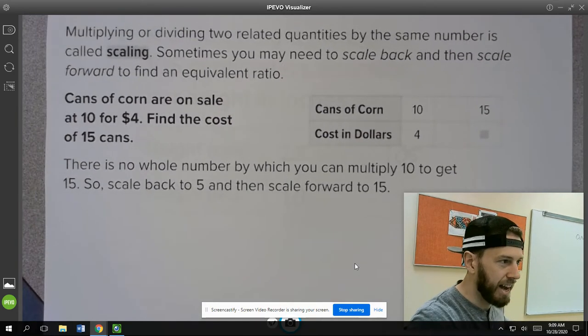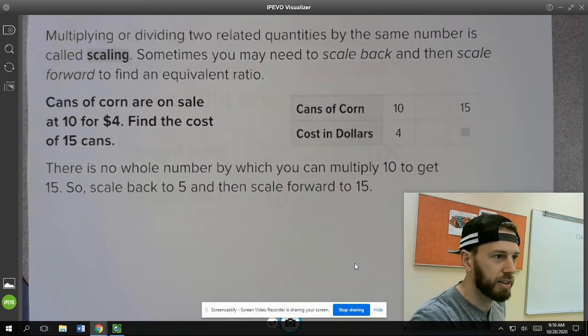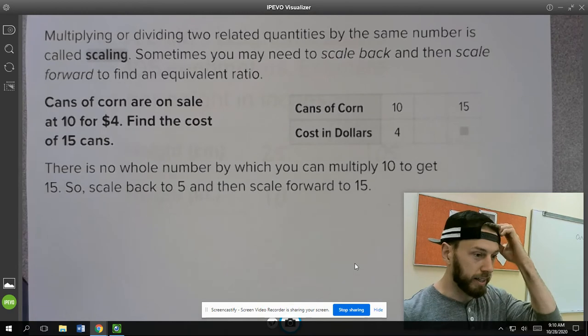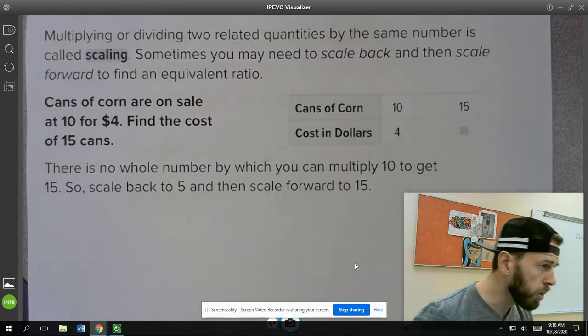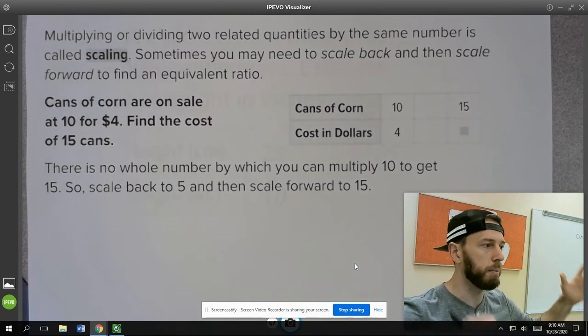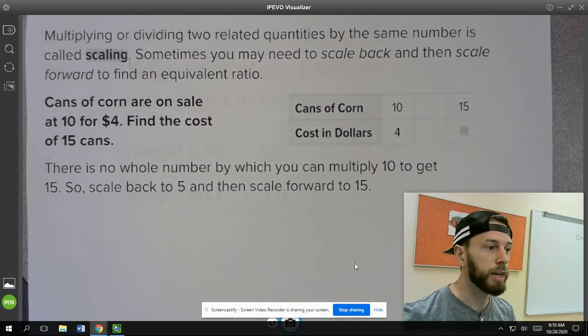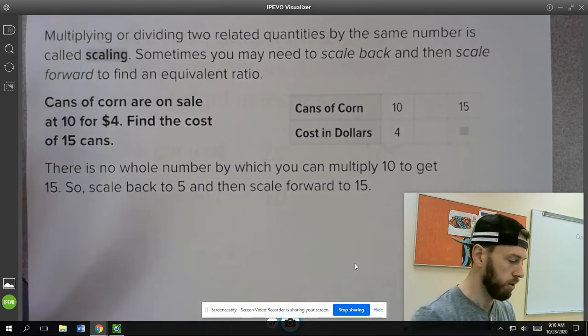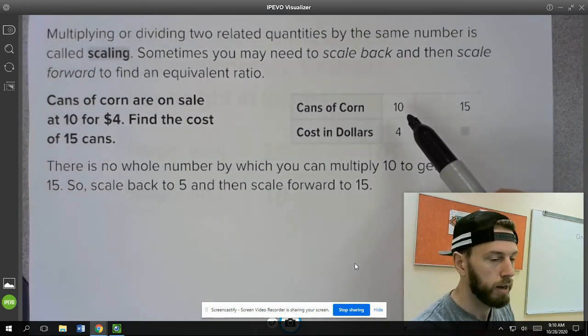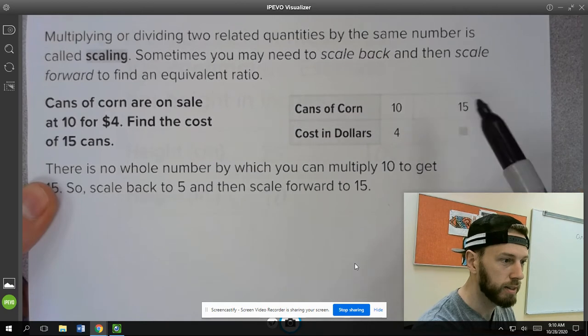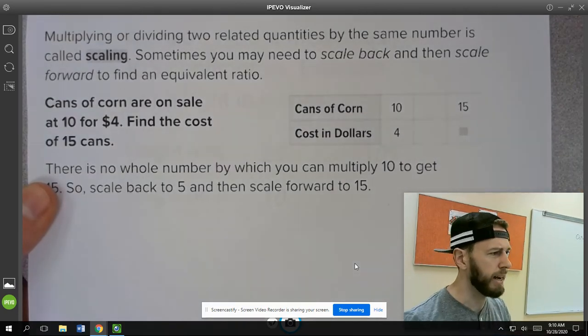Okay. Now, like I said, it's going to get a little creative here. And this is where it gets kind of fun, I think, because it's almost like solving a puzzle. Multiplying or dividing 2 related quantities by the same number is called scaling. Right? So we can do whatever we want with these numbers in a ratio table as long as we do it to both of them. And sometimes it can help us to get to an answer that seems like we can't get to.